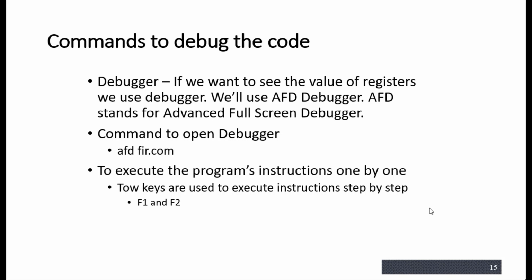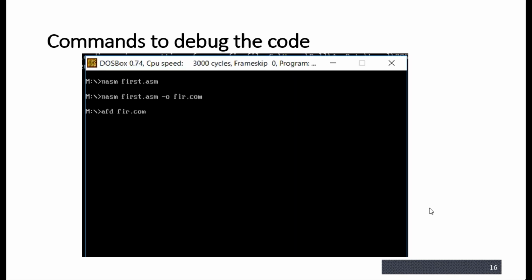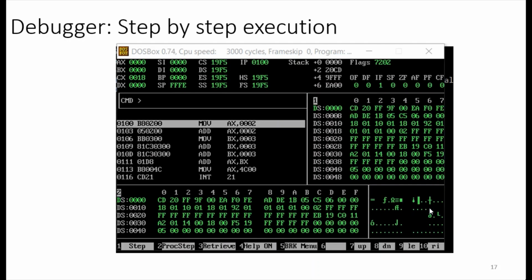The next step is to debug this code. For this purpose, I am using the AFD debugger, Advanced Full Screen Debugger, and the command to be used is afd fir.com, where AFD is the Advanced Full Screen Debugger and fir.com was the object file created. The code would appear in the debugger. The section I am highlighting is displaying the assembly code.